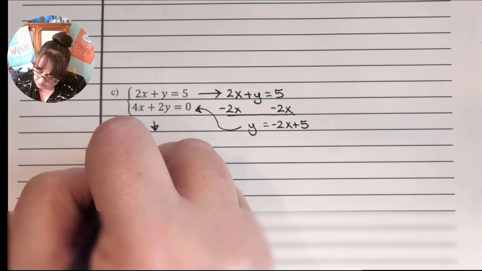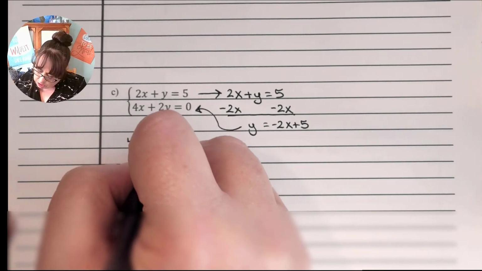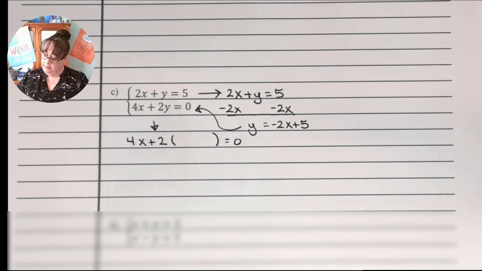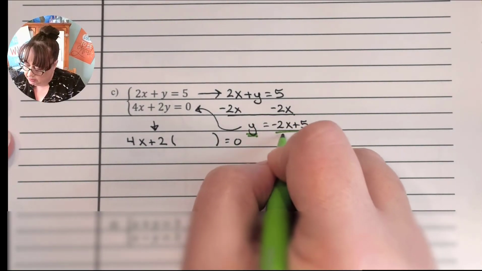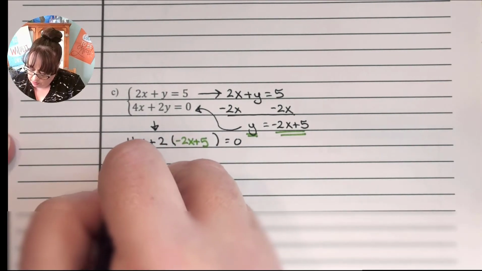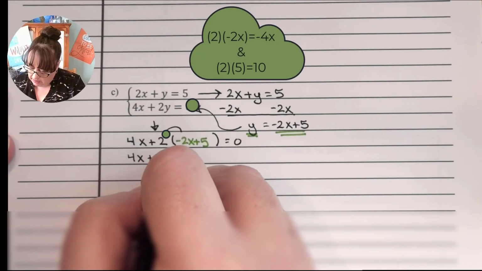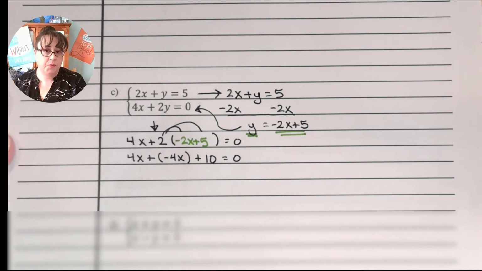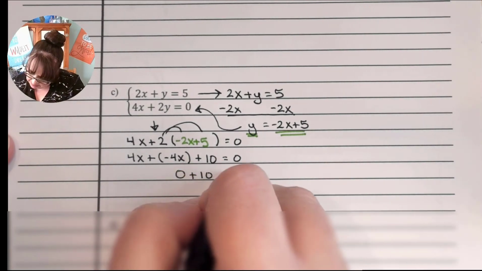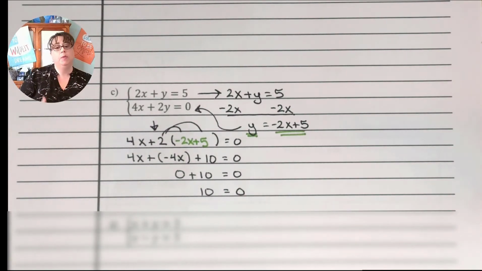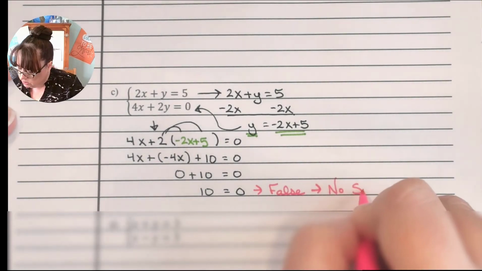So 4x plus 2y equals 0. But now instead of y, which is here, I'm going to put in negative 2x plus 5. So 4x plus a negative 4x plus 10 equals 0. So 4x minus 4x is 0. So 0 plus 10 equals 0. So 10 equals 0. So again, here we're looking at a false statement. And since it's false, it's no solution.